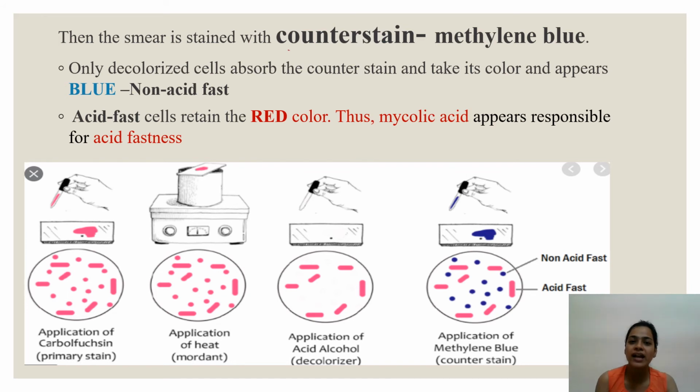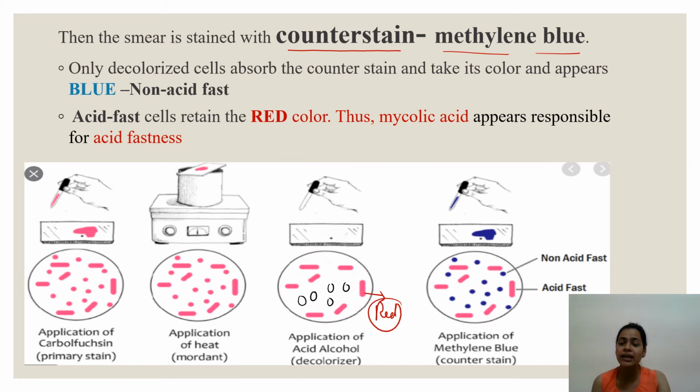Okay, so now we'll add the counter stain, which is methylene blue. We saw earlier that after the addition of the decolorizer, the acid fast bacteria like our Mycobacterium are still reddish in color. That's why when we apply methylene blue here, they will not take up that stain. Even after adding the methylene blue, you can see they will appear reddish in color.